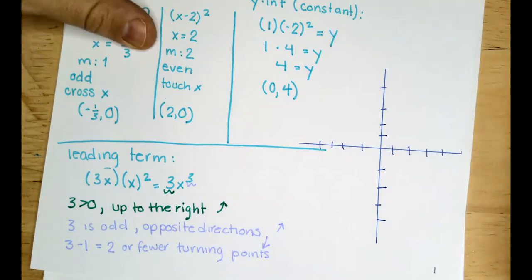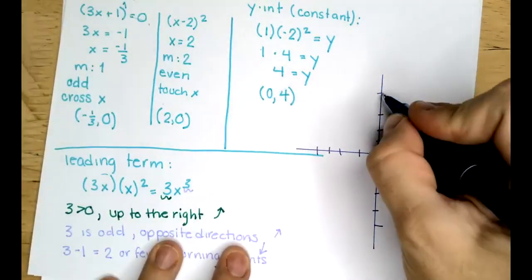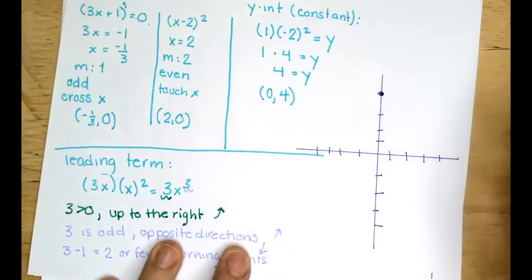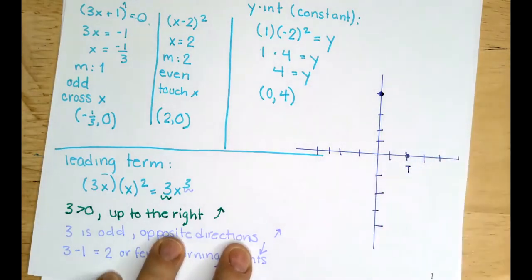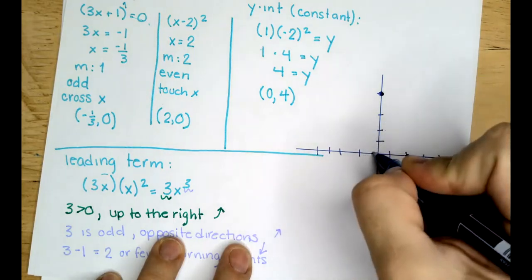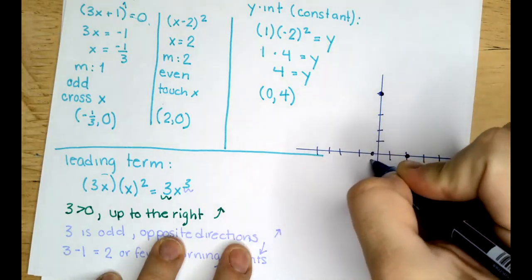Wow, those are horribly spaced. All right, we know it crosses y at 4. We know it touches x at 2. So I'm going to put a t here so I know it touches. And then it crosses at -1/3.